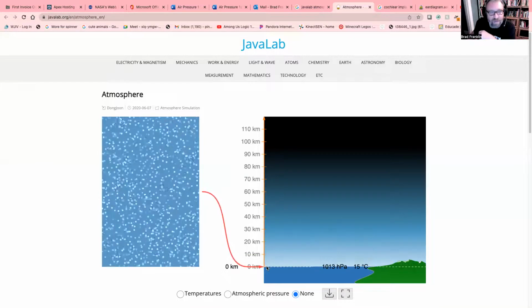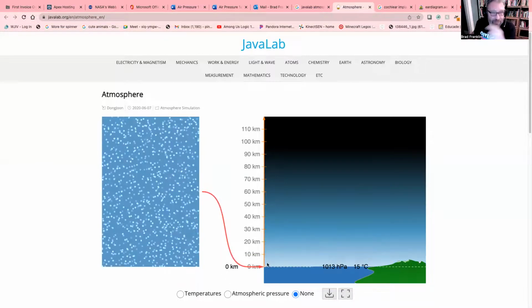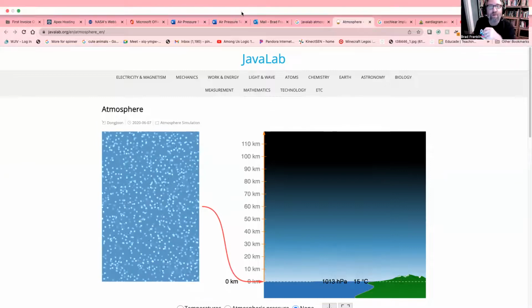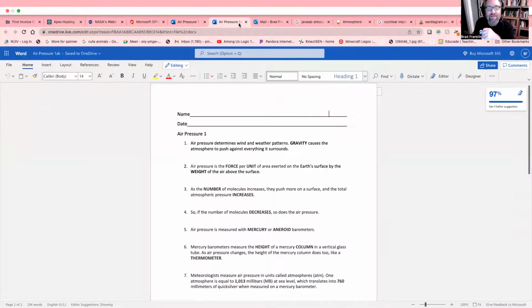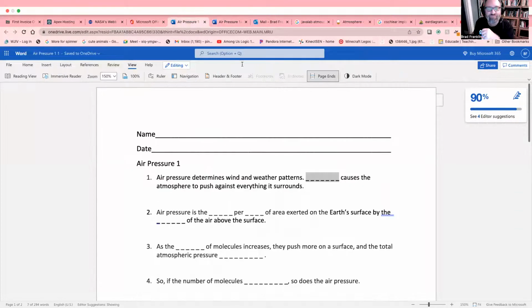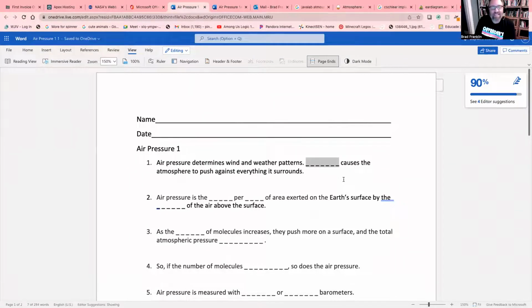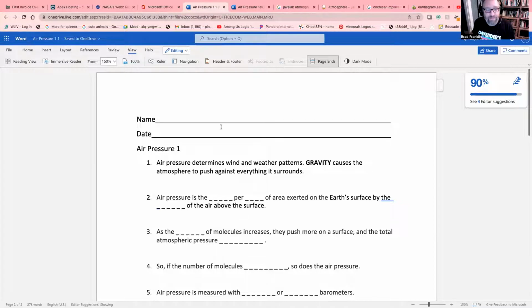But the question is, what is holding them to the planet? You guys already know the answer to this one. What is holding them to the planet? That's right. You see it? It is gravity. Exactly right. Gravity causes the atmosphere to push against everything it surrounds. And we'll get into that when we talk about the barometers a little bit later, because this is about air pressure and about barometers. That's what it is, air pressure 1.